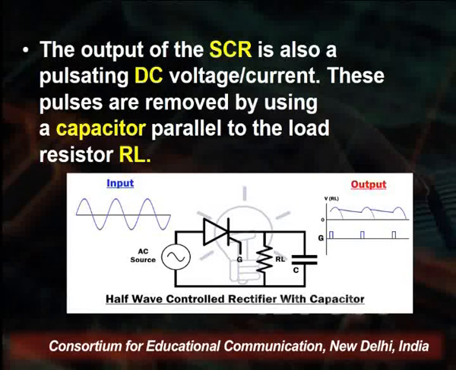The output of the SCR is also a pulsated DC voltage. These pulses are removed by using a capacitor parallel to the load resistance. Here you see, with the load resistance, a capacitor is also added. This capacitor is used to smooth the output, because the output of the SCR is pulsating DC voltage, and these pulses are removed by using the capacitor in parallel with the load.